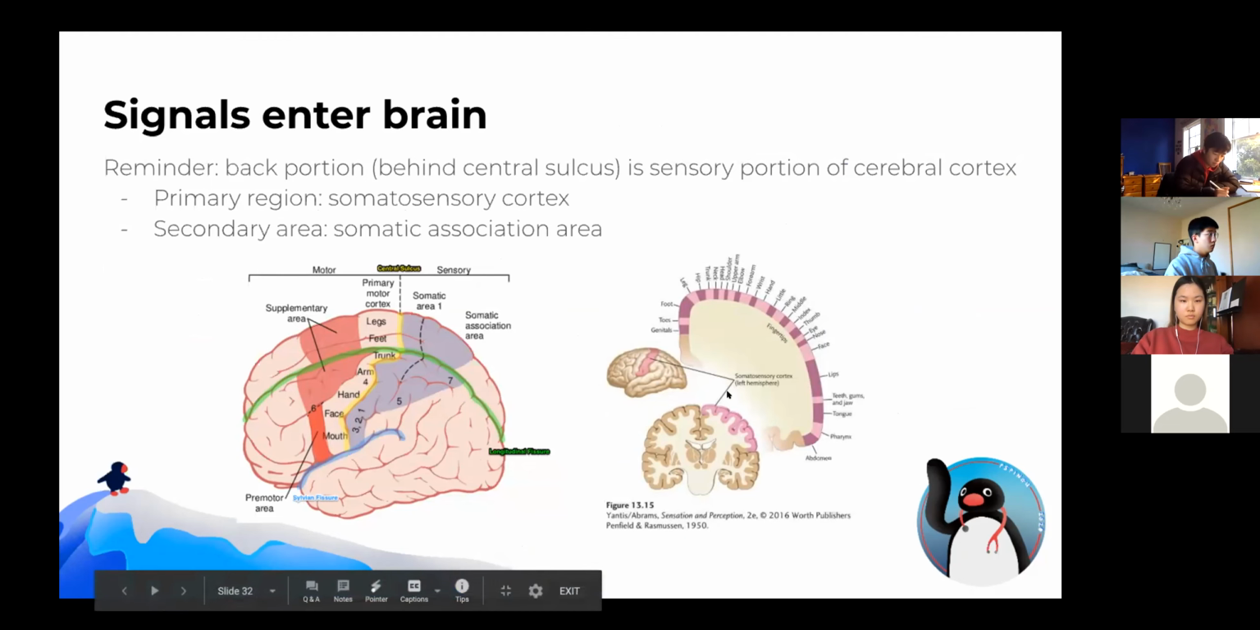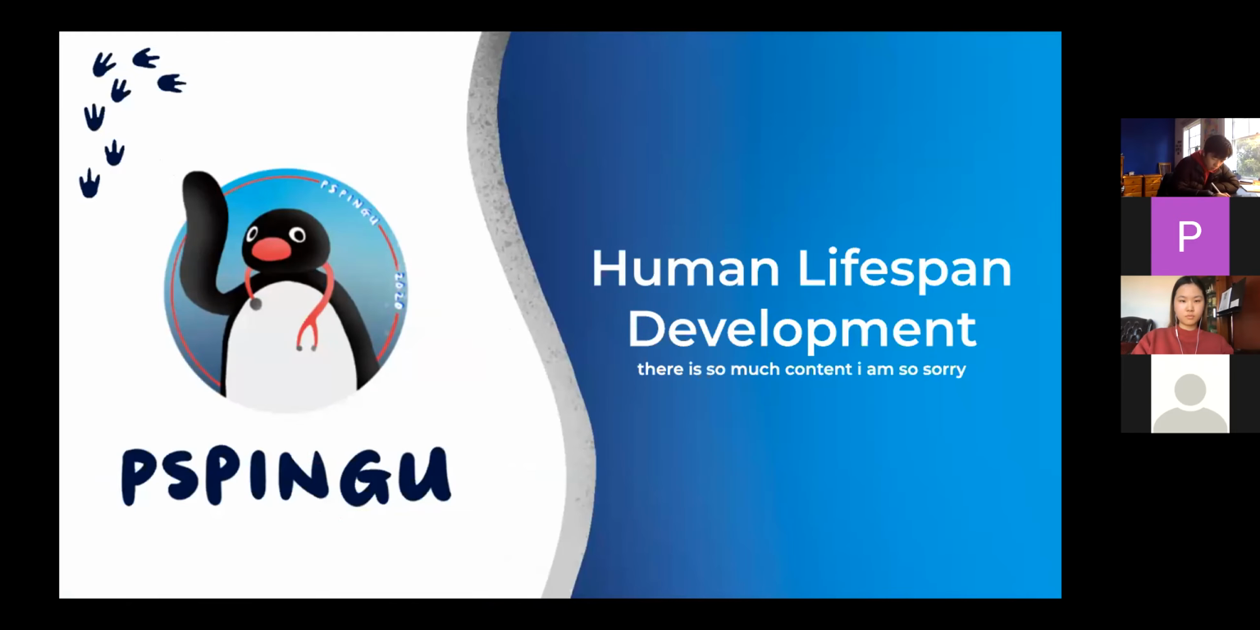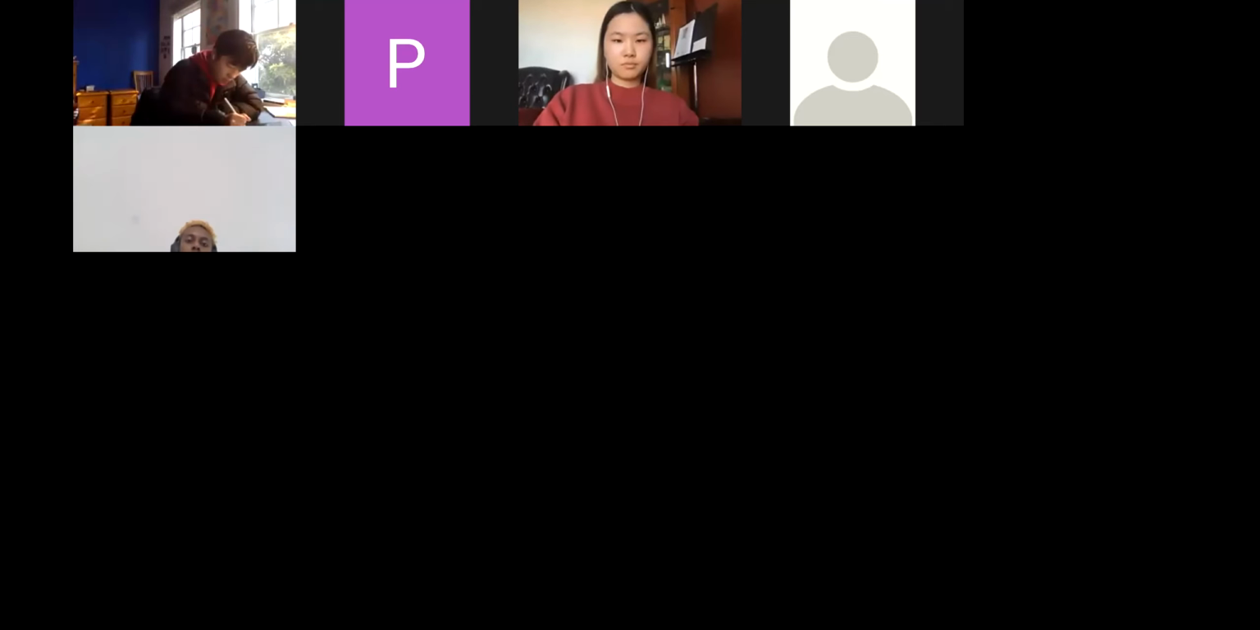And so signals are sent there usually, and that's how you're able to perceive where the signal is coming from. So if perhaps your leg touches something, the signal is sent to a specific area where the receptors for your legs are. And that's how you're able to perceive it. Yeah, so that's it for sensory. It's not too difficult this week.